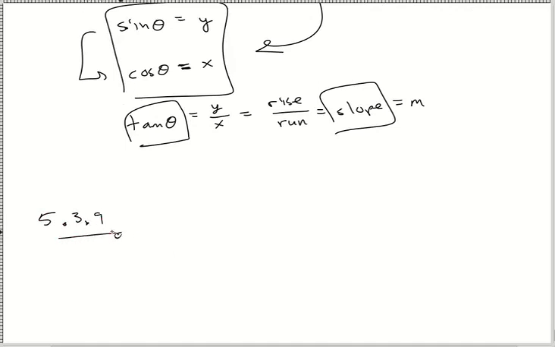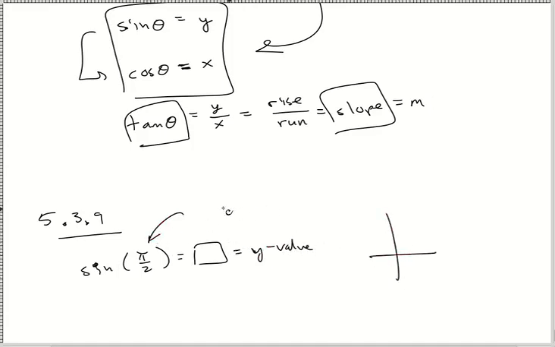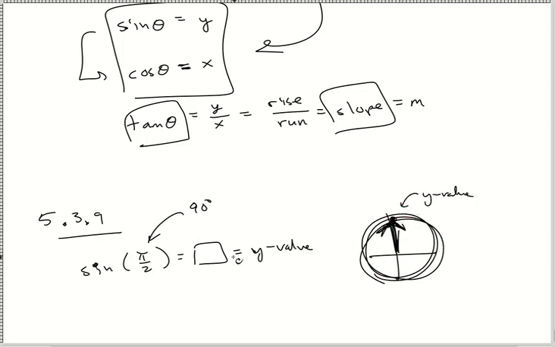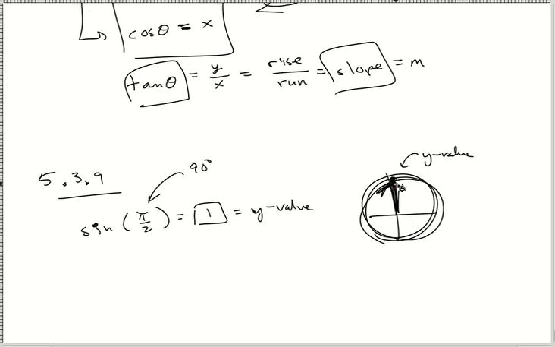5.3.9. It says find the sine of pi over 2. What they're wanting is the y value. At what angle is that? Can you convert it? It's 90 degrees. Very good. It's straight up. So I'm going to ask, on the unit circle, that means my radius is a 1. What is my y value up here? That's a 1. Because it's straight up, and that's the radius, isn't it? And my radius is always a 1.